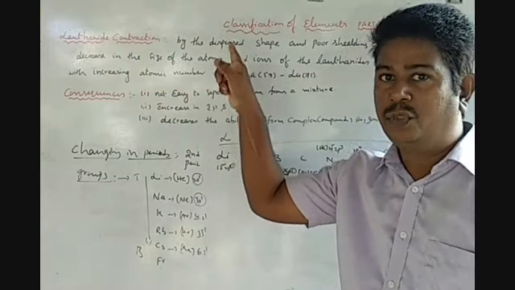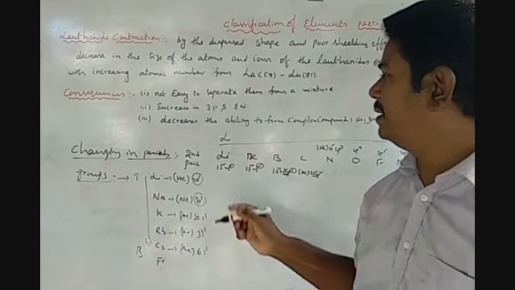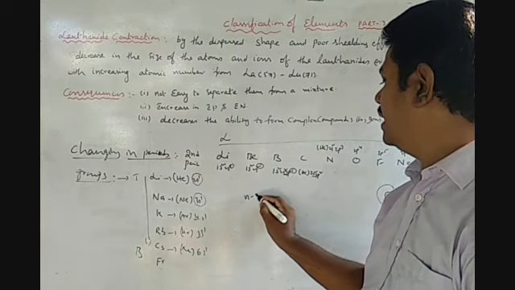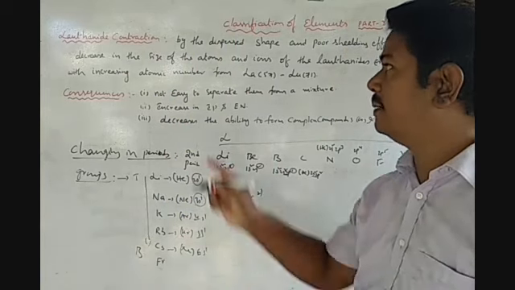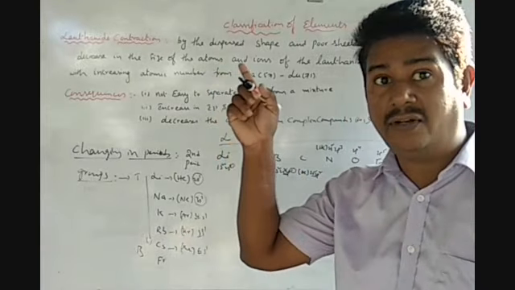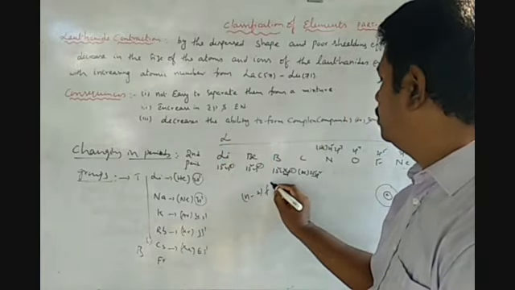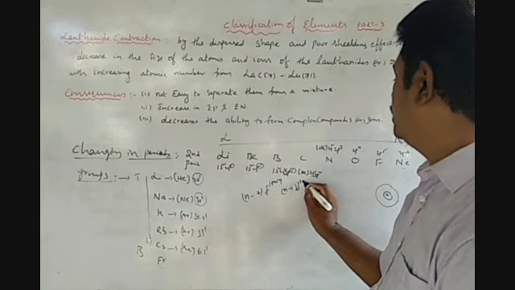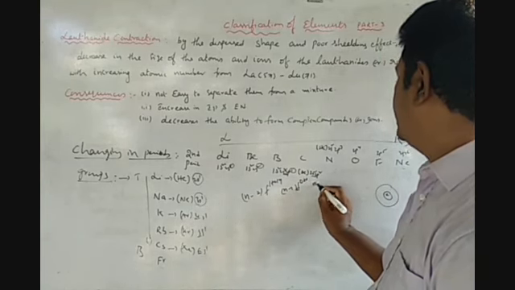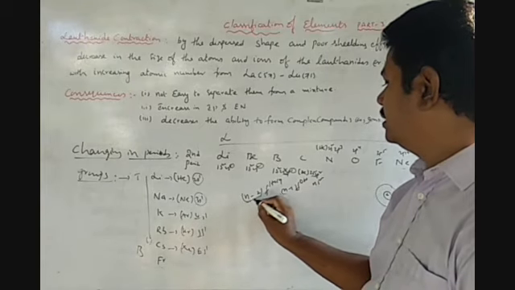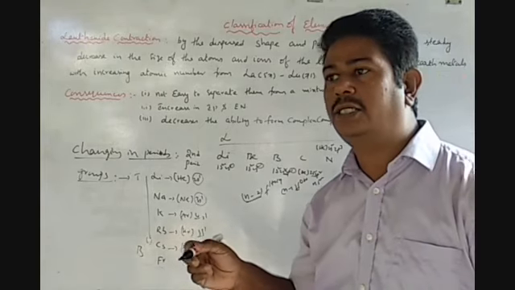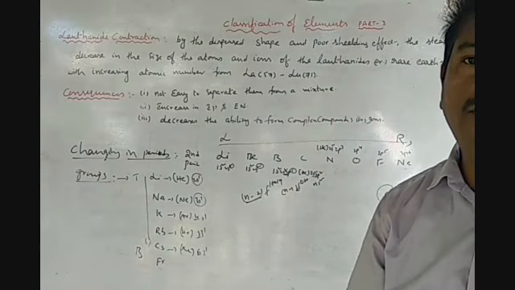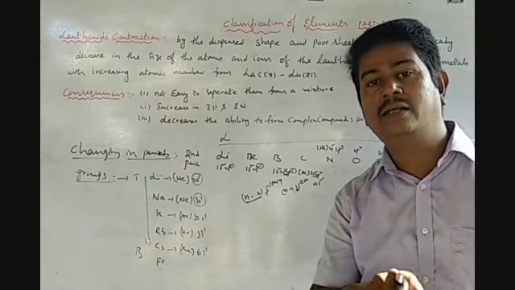Lanthanide contraction. Observe the lanthanide contraction, what happened? Those electrons enter the anti-penultimate shell. Observe the electron configuration of lanthanides: n-2 f 1 to 14, n-1 d 0 to 1 and ns2. While observing, the newly entered electron enters the anti-penultimate shell.